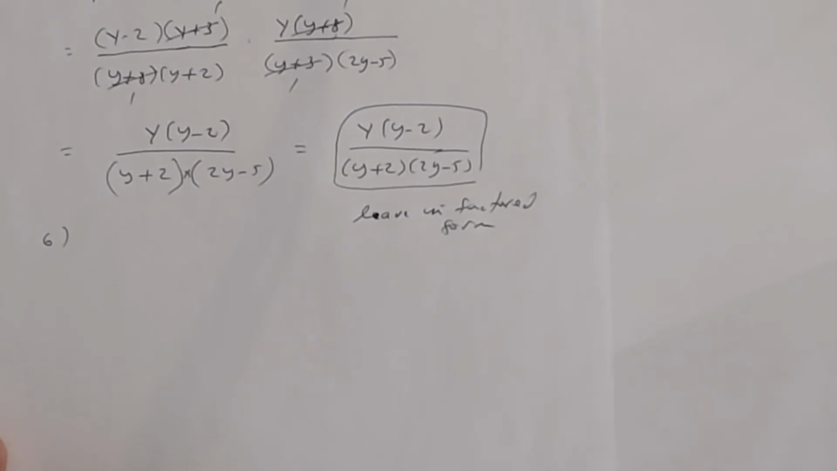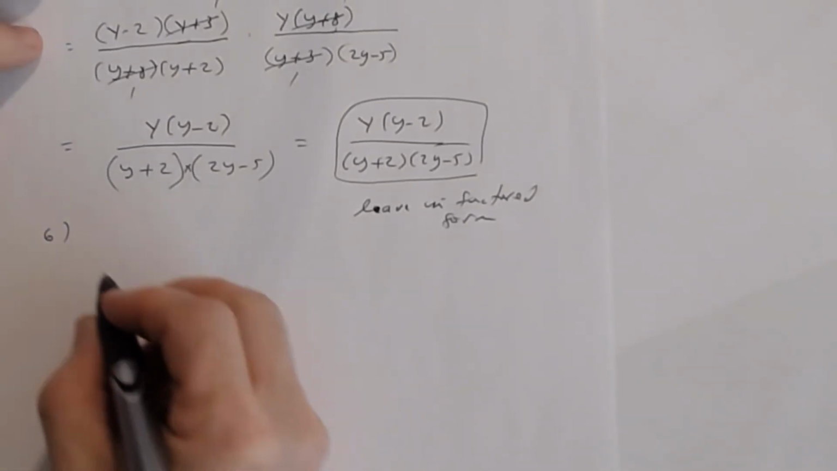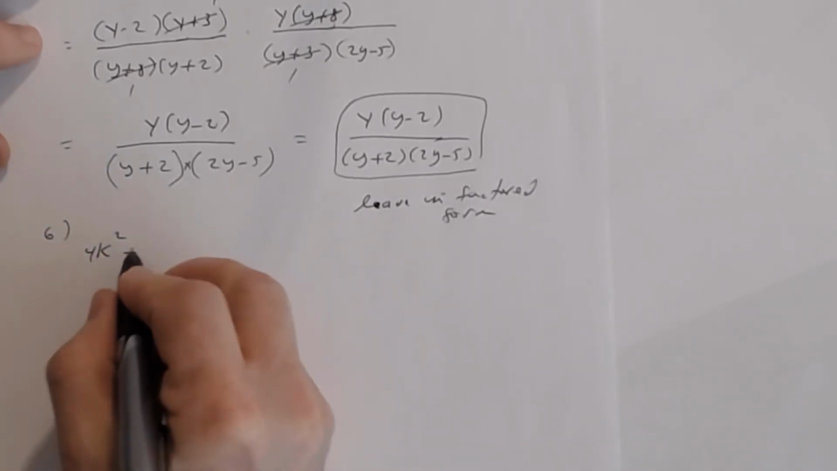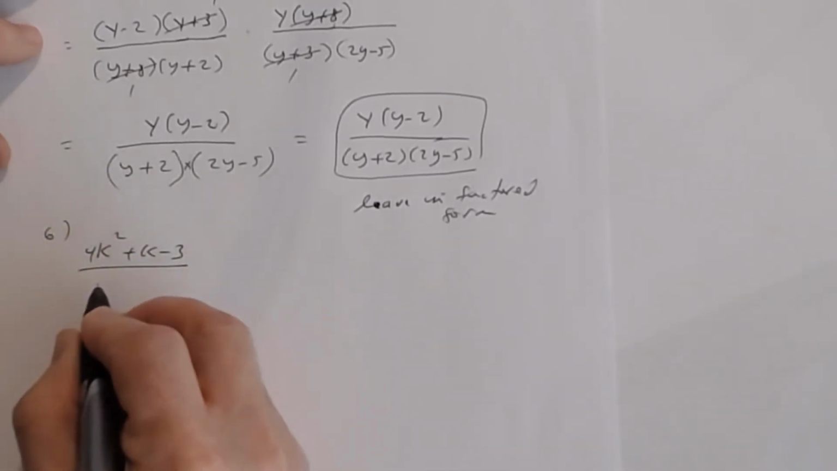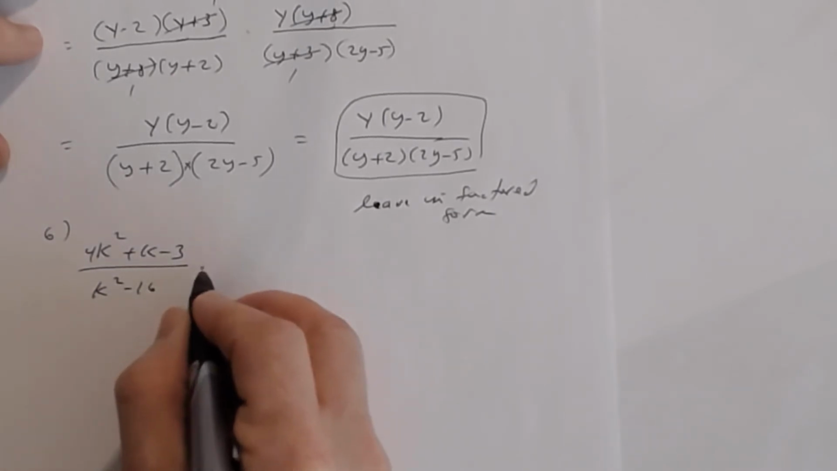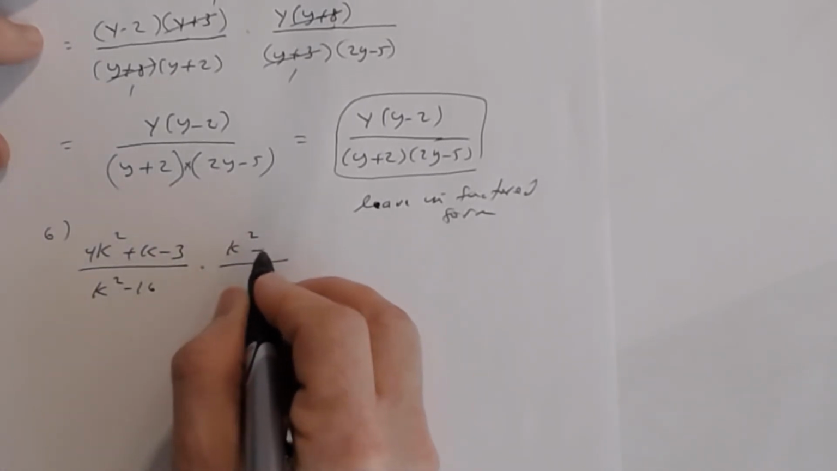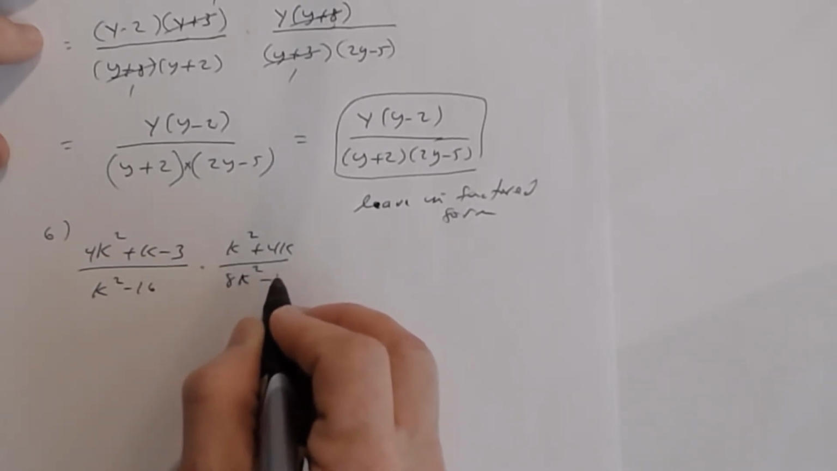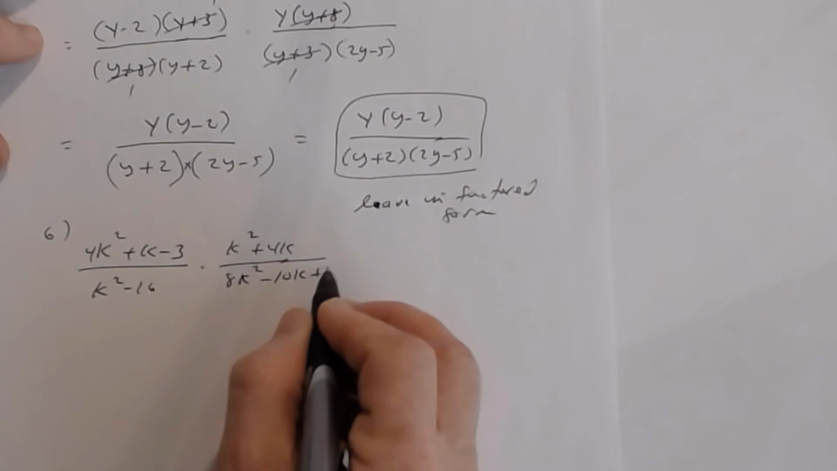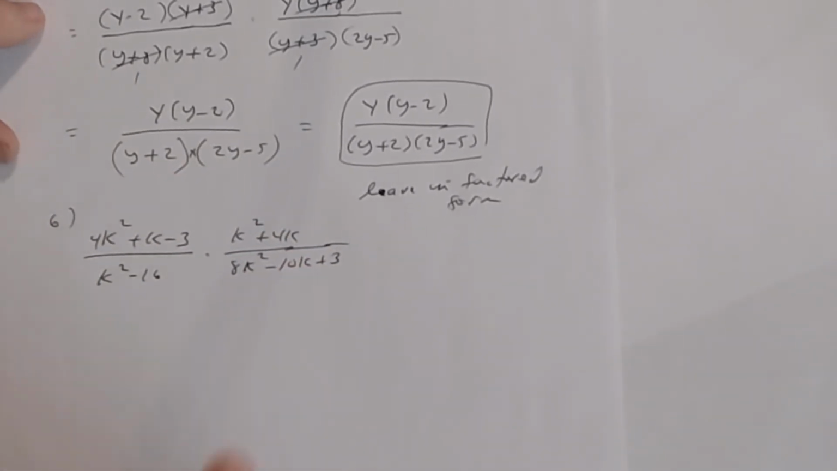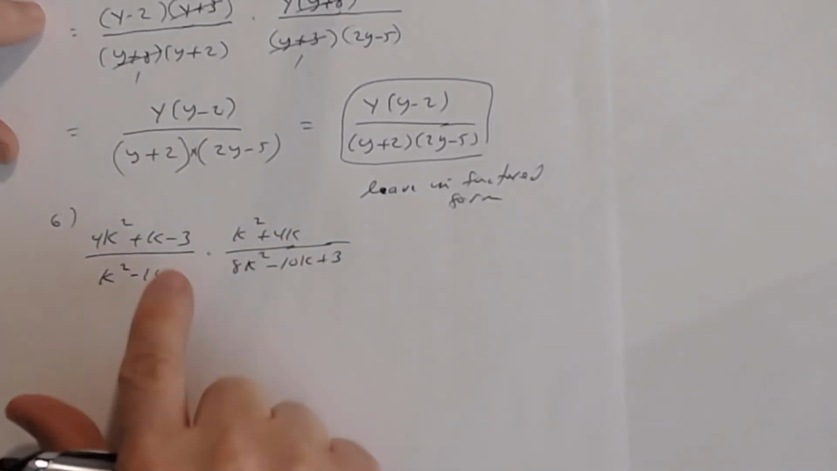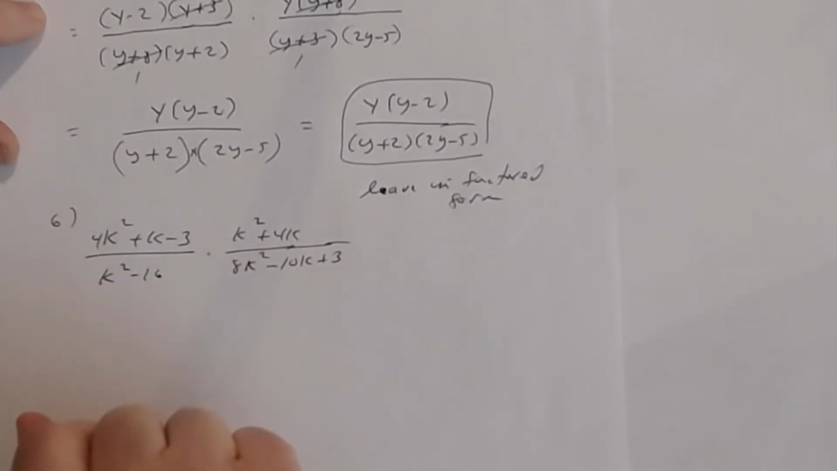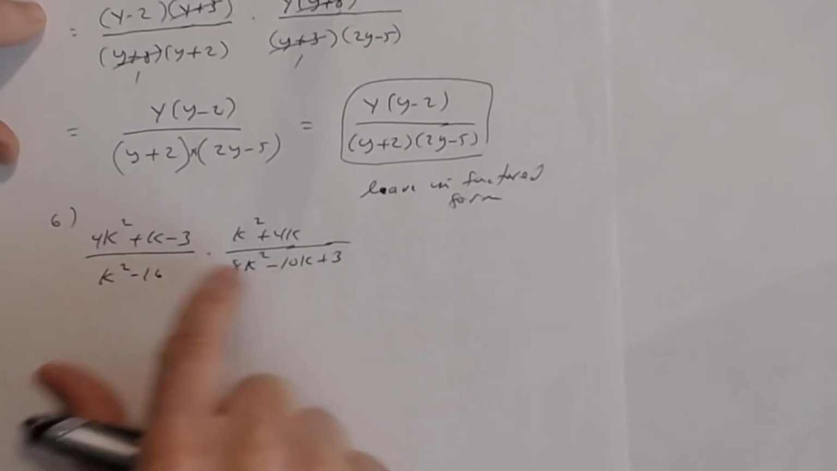All right. Okay, let's look at number 6. Number 6, we have 4k squared plus k minus 3 divided by k squared minus 16 times k squared plus 4k divided by 8k squared minus 10k plus 3. All right, so all of these I can factor, by the way. So this is the difference of two squares right here. This I can factor out a k, and these I can factor as two binomials.